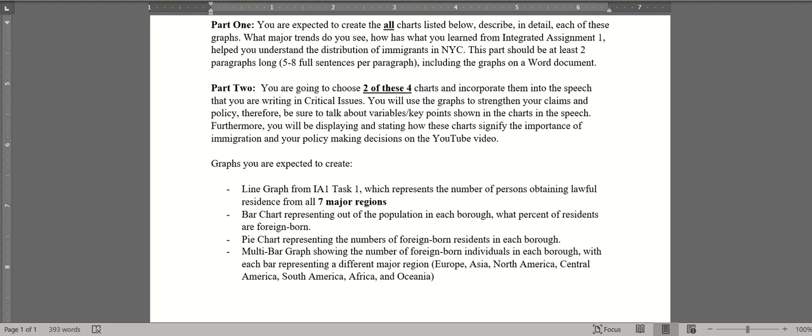Put them in that speech and talk about how your policy making, or how immigration has changed in the U.S. basically, by using this graph and referring to it. So you're going to copy and paste it to that Word document as well, right?